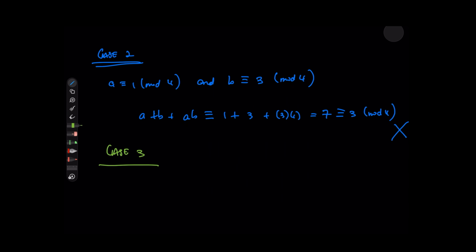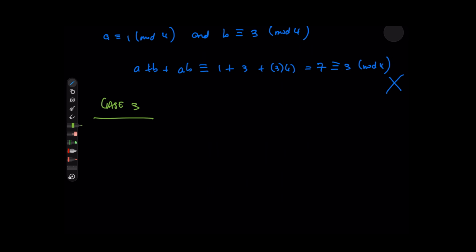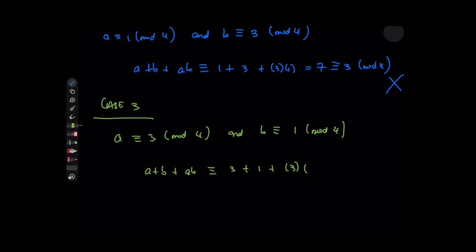I'm going to interchange 3 and 1. I'm going to put a as 3 and b as 1. So when a is congruent to 3 mod 4, and b is congruent to 1 mod 4, then I have a plus b plus ab congruent to 3 plus 1 plus 3 by 1 again, which will give me 7, which is again congruent to 3 mod 4, which is not divisible again by 4.